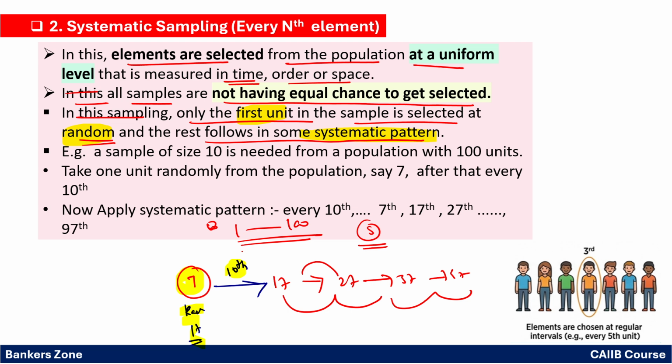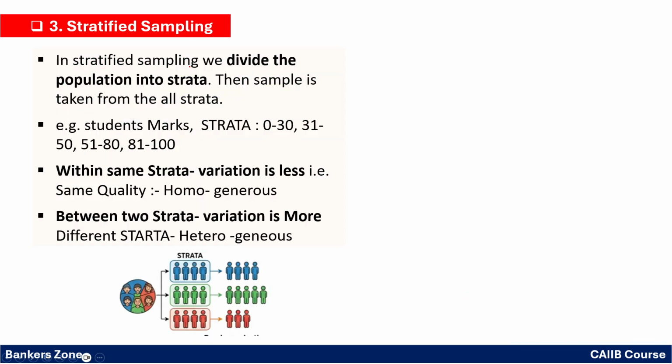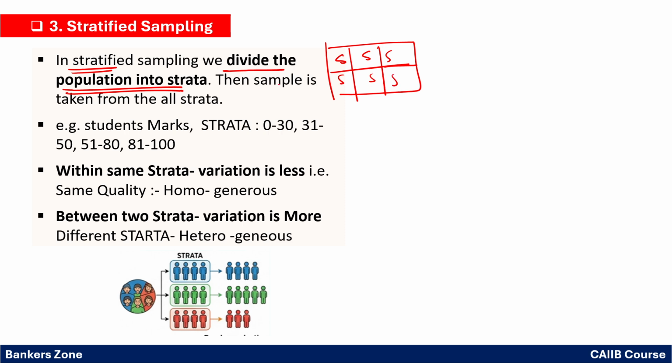Very simple. Okay, now next is stratified sampling. In stratified sampling, we divide the entire population into strata. Strata simply means groups. We have a lot of data, we divide that data into groups, and each group we call a stratum. The sample we take from these strata.